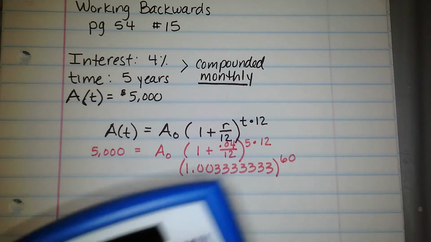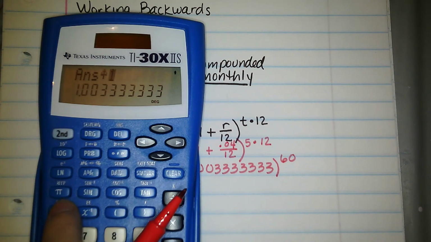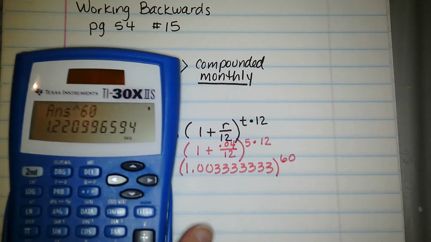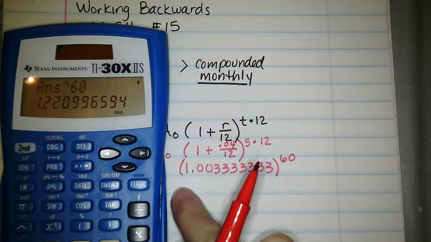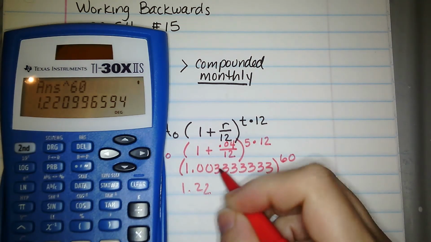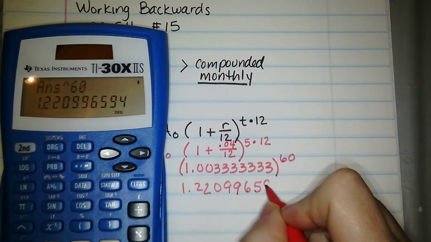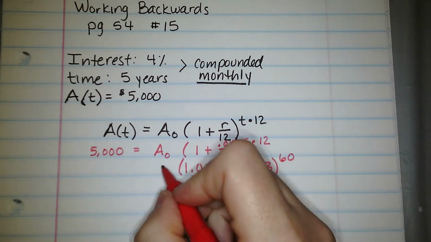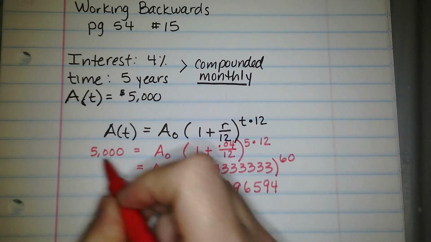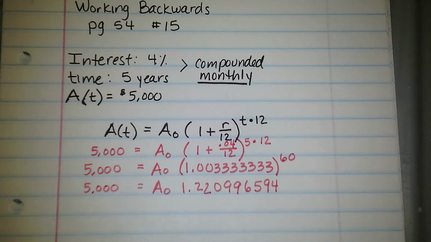So this whole number needs to be raised to the 60th power. If you keep it in your calculator, and you just hit the caret and the 60, you'll get the number that you need. So this is what it evaluates to: 1.22096594. I really don't want to round, only because I don't know what place value is going to actually change stuff up. So I write them all down. It's not that hard to copy them.